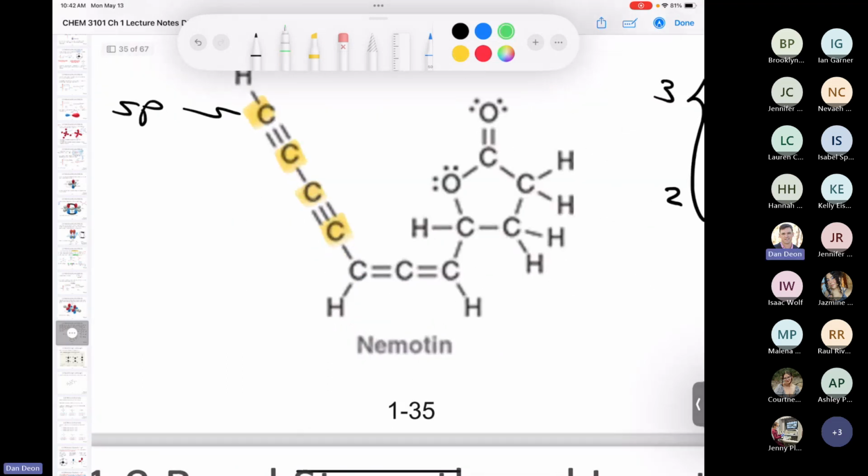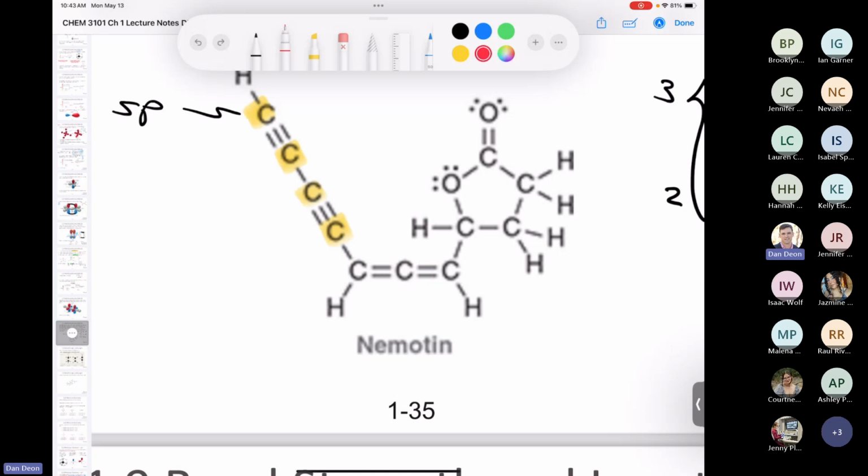If I put a red circle around this one, it's not a trick question. Could anybody tell me the hybridization of this carbon with the red circle on it? Again, I'm not trying to fool you. Go with your gut. It's got a steric number of 2, so it's sp as well. Exactly.